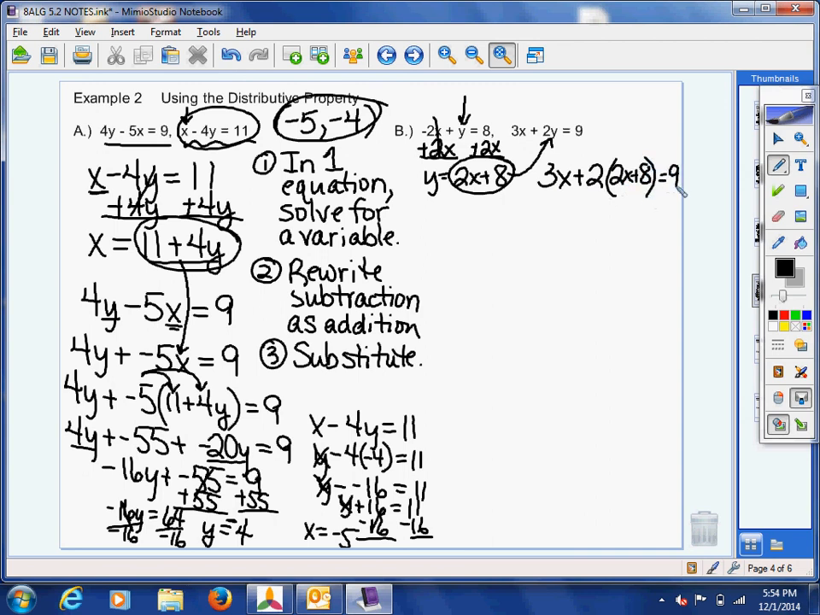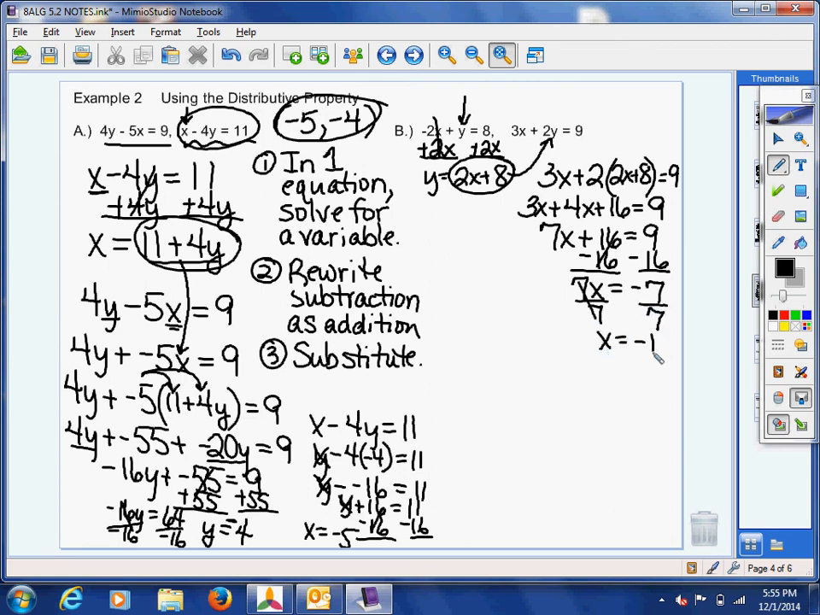That's what we have going on here. So we just renamed the y. We substituted in another quantity in place of y. So it's still technically substitution. And then we just need to distribute, add like terms on the same side, and then solve for that variable. So I'm taking away 16 from each side, and I have 7x equals -7. Divide each side by 7, and we've got x equals -1.